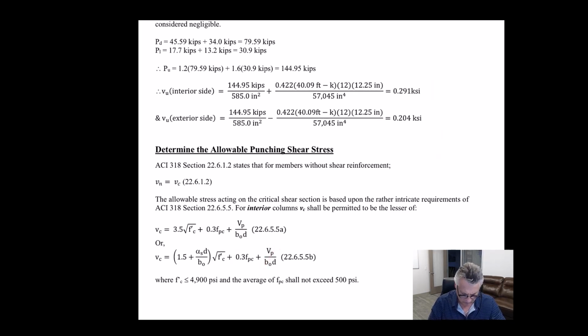This will go to 0. Strange thing in the code. The code says that the square root of f prime c cannot be taken greater than 70. Which means that no matter what your slab stress is, you're not allowed to assume that your slab compressive stress is any more than 4,900 PSI. So if you have a 6,000 PSI slab, you're still doing a punching shear stress at 4,900 PSI, or your computer program is. You may not know it.